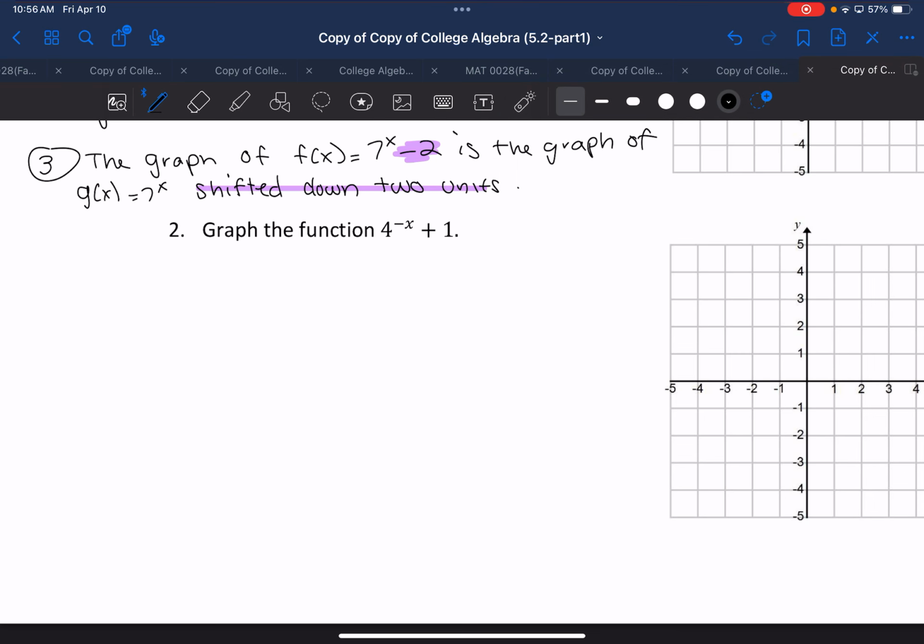So for number 2, again, the first thing I'm going to do is figure out what my base graph is. Which would be g of x equals 4 to the x would be my base. And again, I just want to have positive x up there. So this is what my base graph would be. My starting point, if you will.